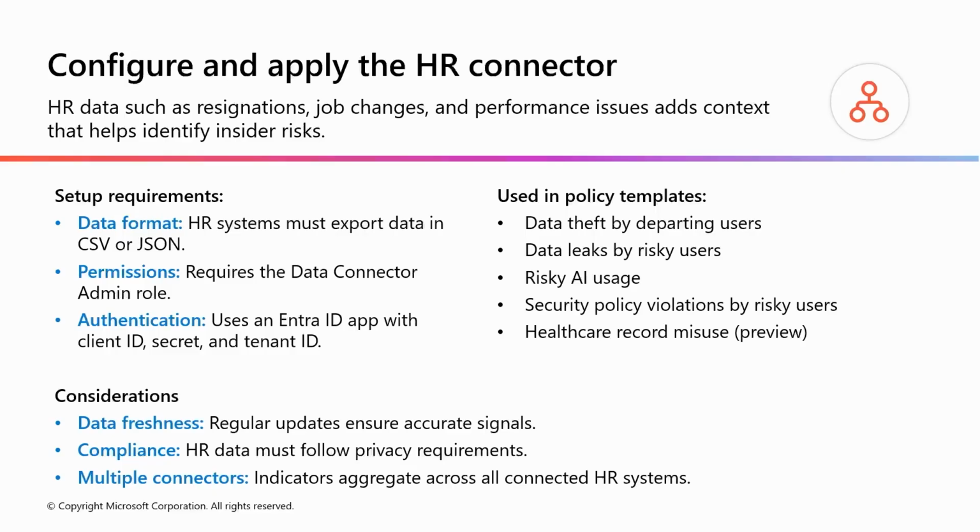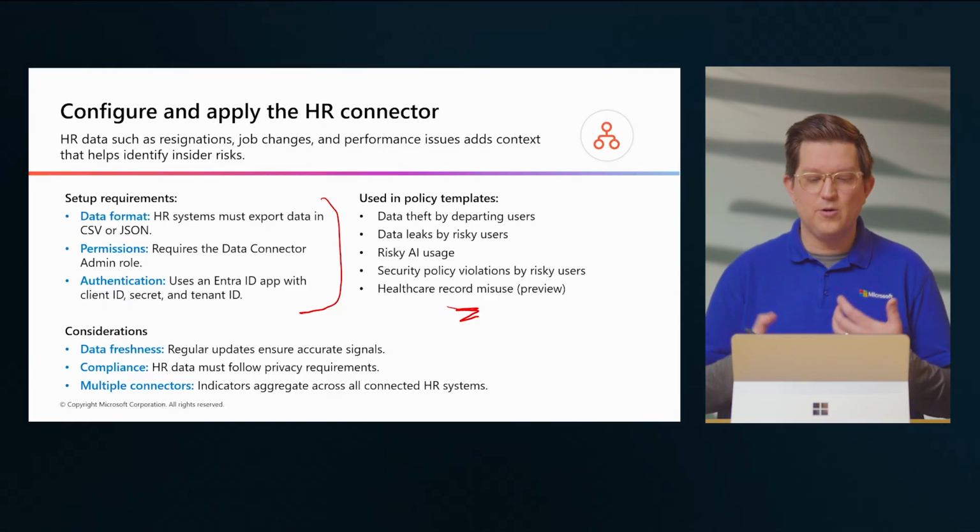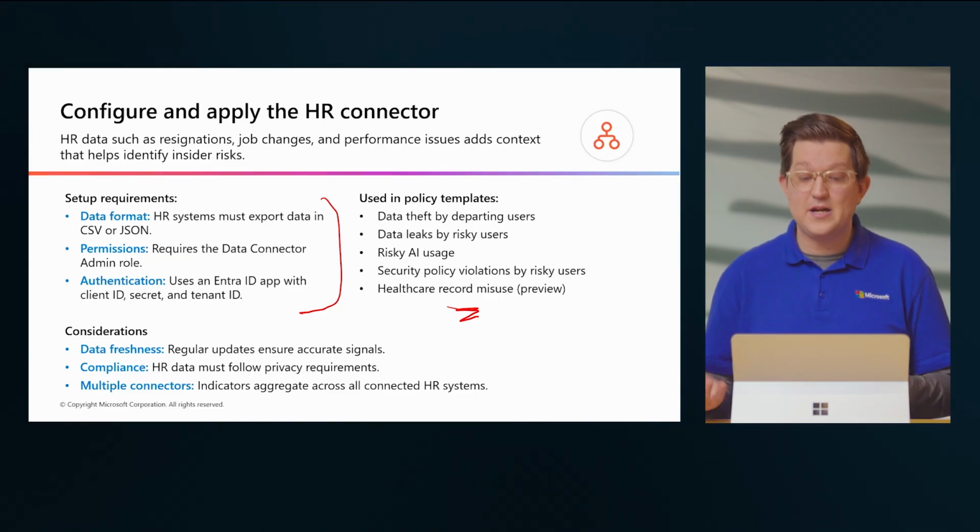HR data does need to be exported in CSV, JSON, or TSV, and the connector itself has a few prerequisites in terms of the permissions you'll need to get it set up. But effectively, once you go through the initial linking process, we'll be able to use this across a range of different policy templates for data theft by a departing user or risky AI usage.